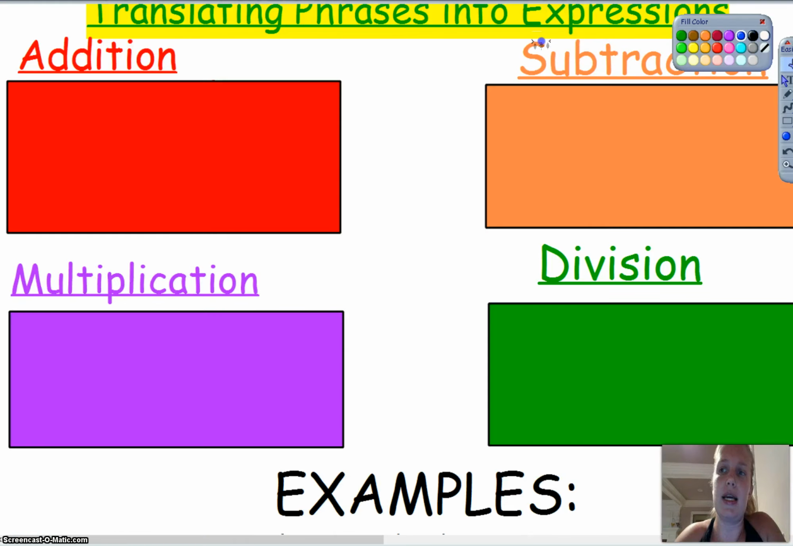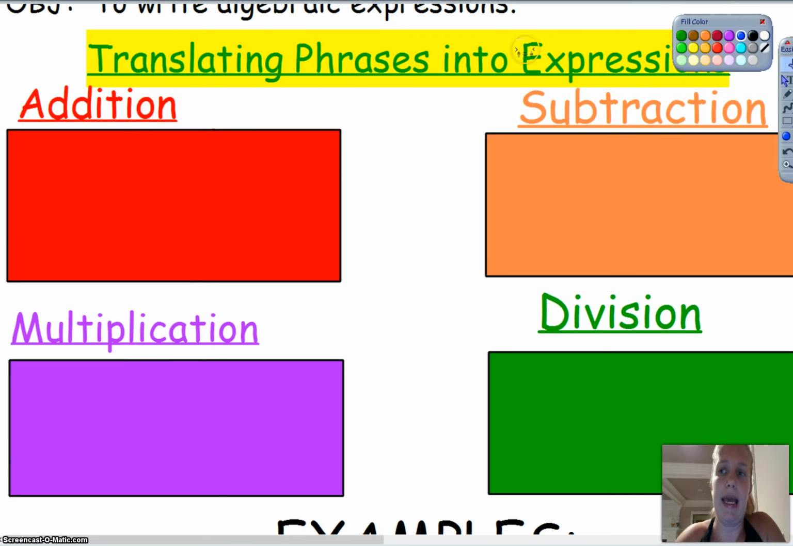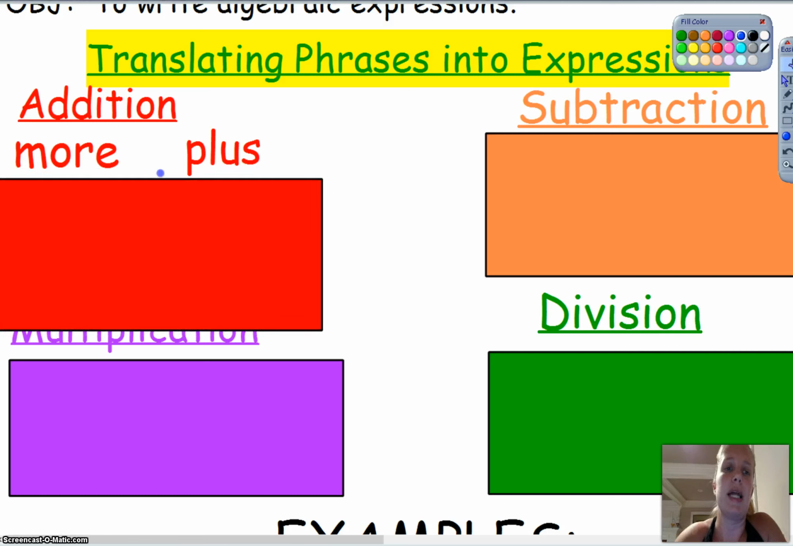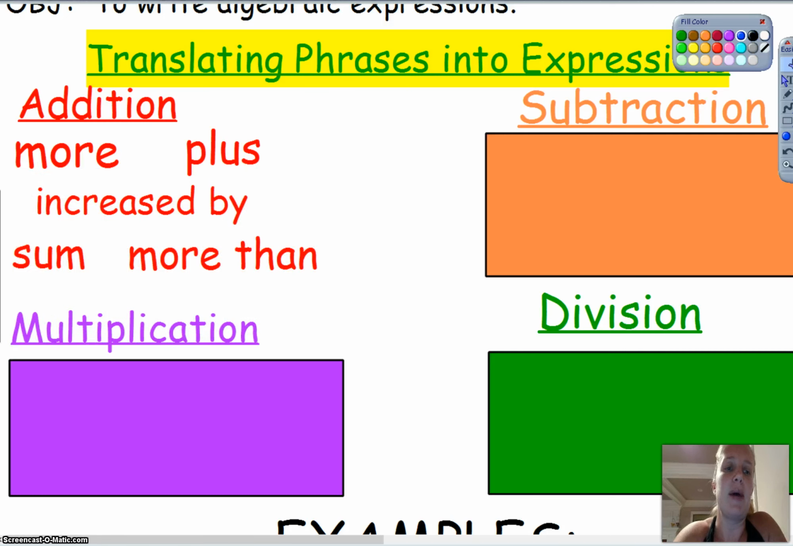The word addition, meaning to add, we use words like more or plus or increased by, some, or more than. So you're going to write all those down because what we're going to do is I'm going to give you an English sentence and you're going to translate it to math, to an algebraic expression.